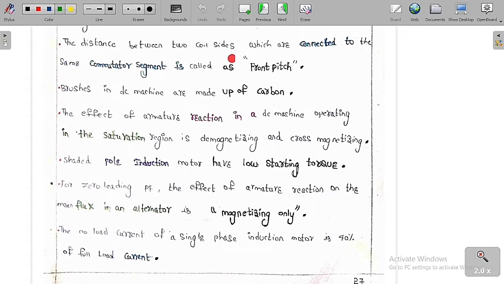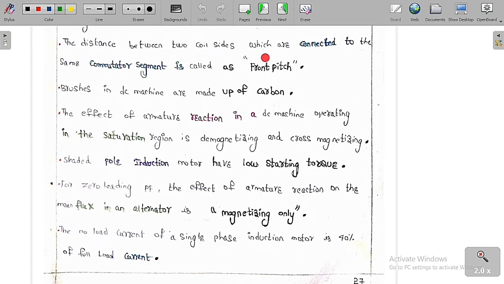The distance between the two coil sides which are connected to the same commutator segment is called the front pitch. I have already told you the back pitch and the front pitch. Back pitch is associated with the overhang and the front pitch is associated with the commutator segments.